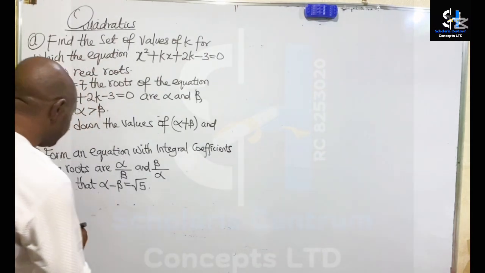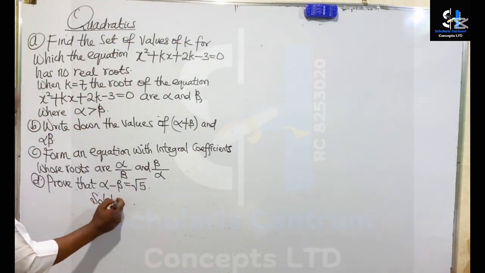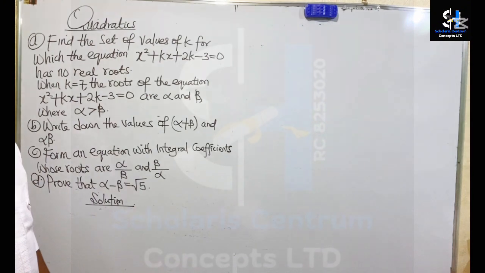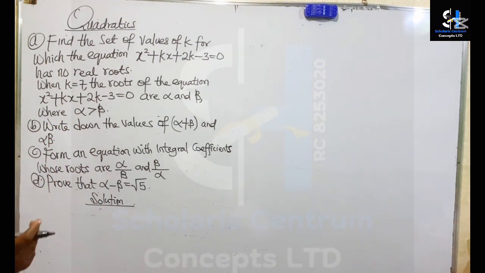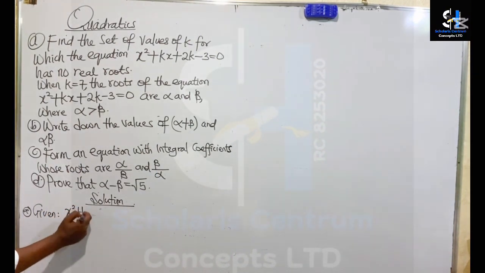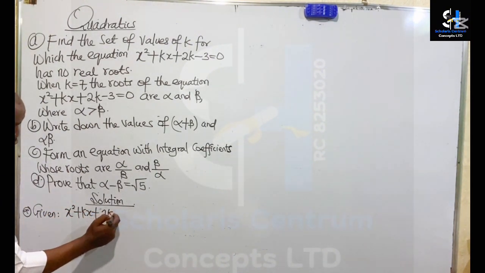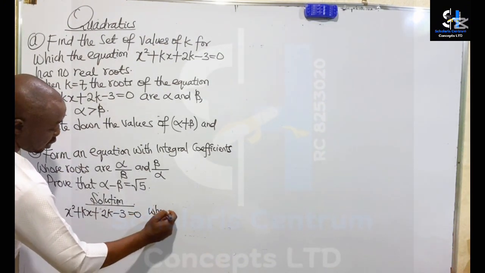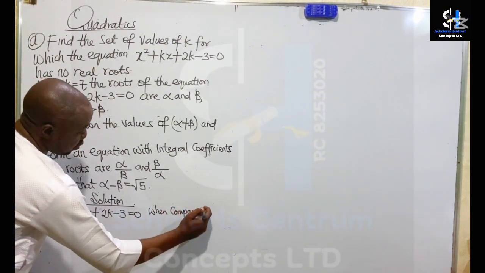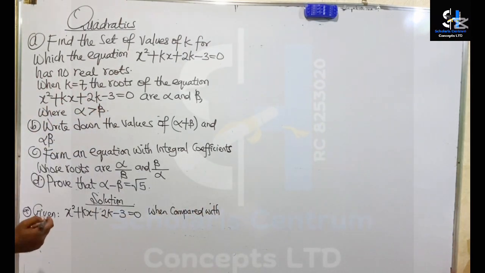Okay, so now the first question is for us to find the set of values of k for which the associated equation has no real root. So of course we know that this is the equation we are given: x squared plus kx plus 2k minus 3. Now this is the associated equation.